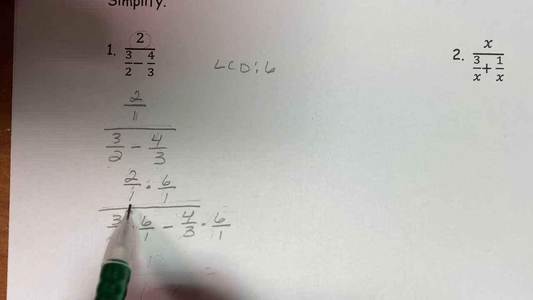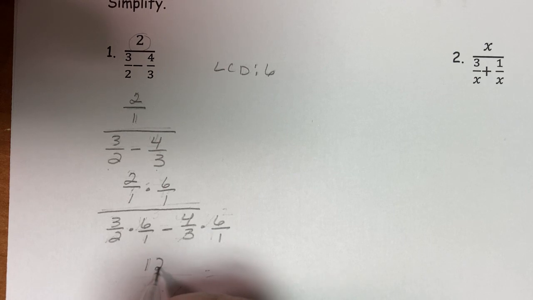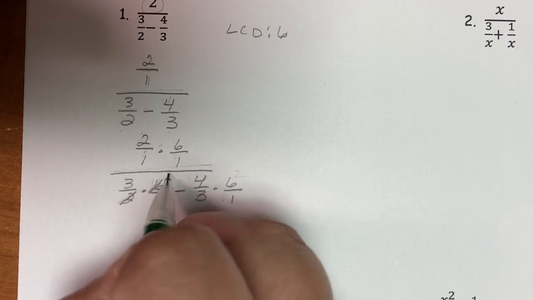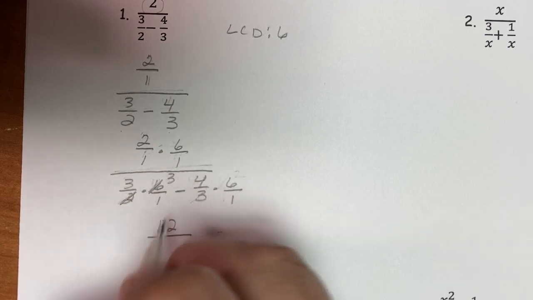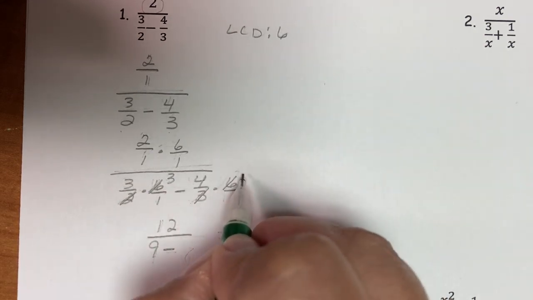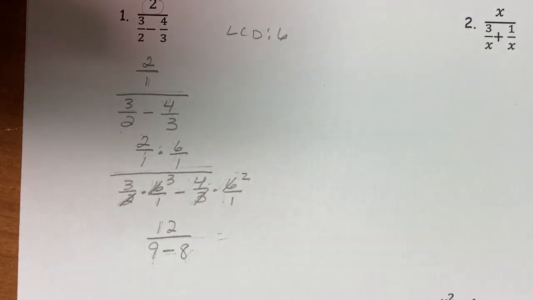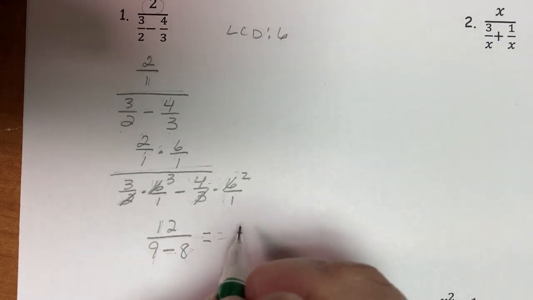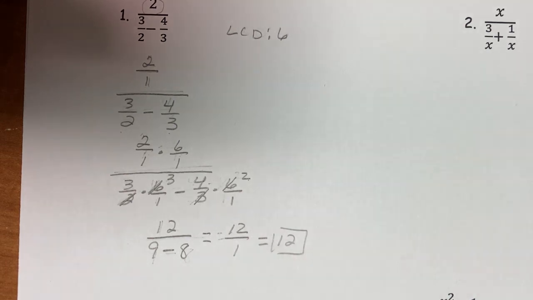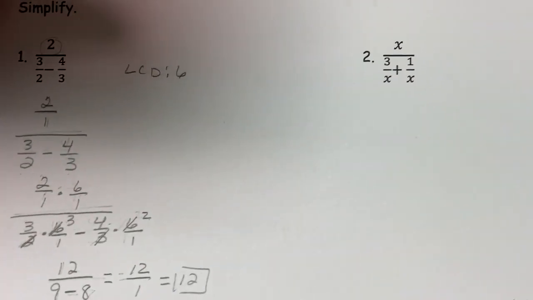On the top, since 2 really wasn't a fraction to begin with, it just gets multiplied by 6. Nothing cancels, and we're left with 12. Now look at the bottom. This 2 will cancel into this 6, leaving me with 3. And 3 times 3 is 9, minus, here this 3 cancels into this 6, leaving me with a 2. And 4 times 2 is 8. See how all the little fractions disappeared? Which now leaves me with 12 over 1, which is simply 12. Not so bad.